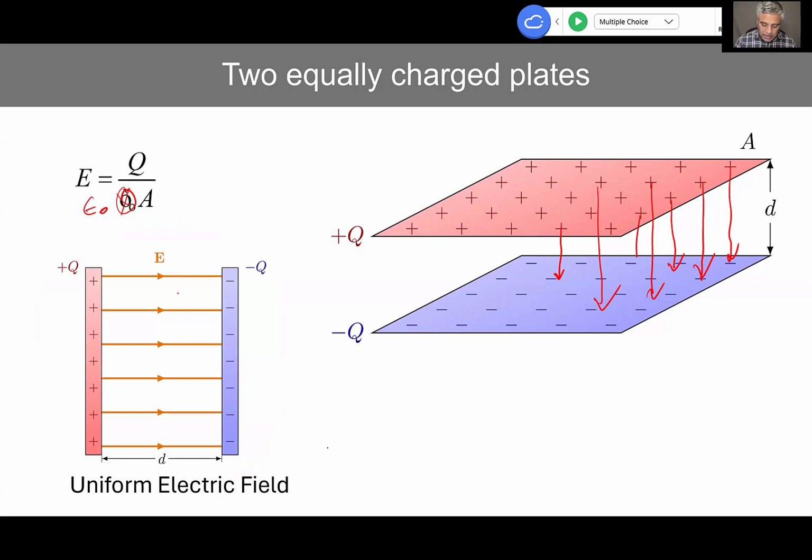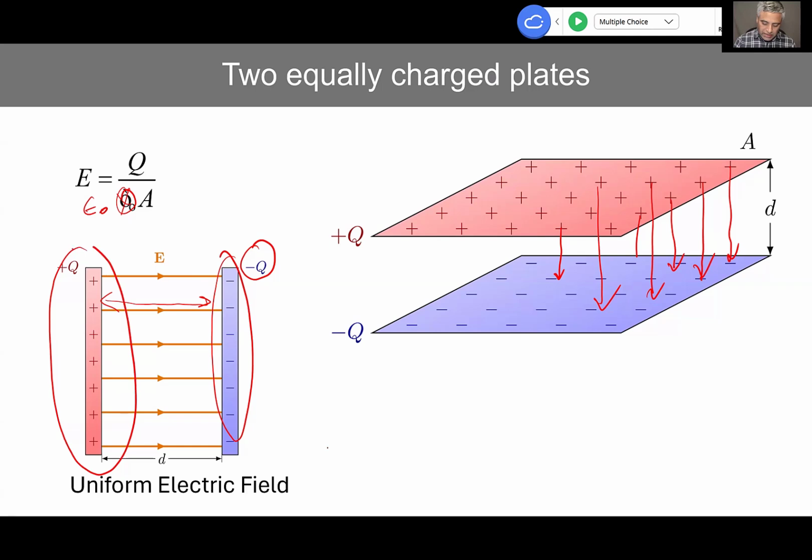What's nice about these field lines is that their density is equal, which means the electric field is the same throughout in between these plates. So this is one charged plate, and its charge is negative.